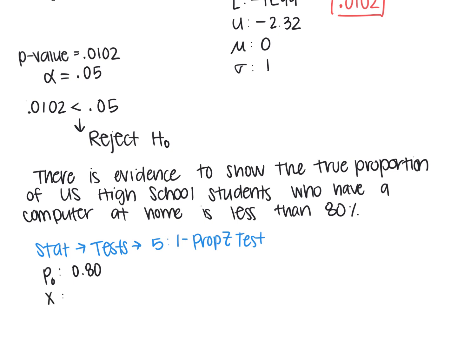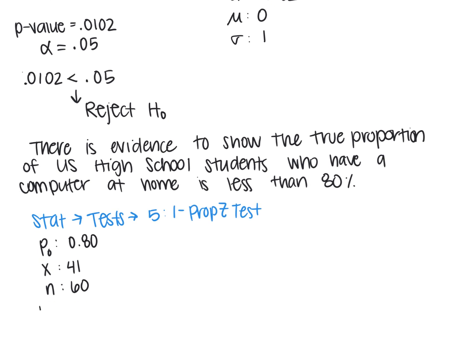You need your x, which is the number of students who have a computer at home, which is 41. You need your n, which is your sample size, which is 60. And something called your prop, which is your alternative hypothesis, which in this case is less than p naught. So then you highlight that one. And then you hit calculate. So it's going to give you your z-score, your p-value, your p-hat, and your n.